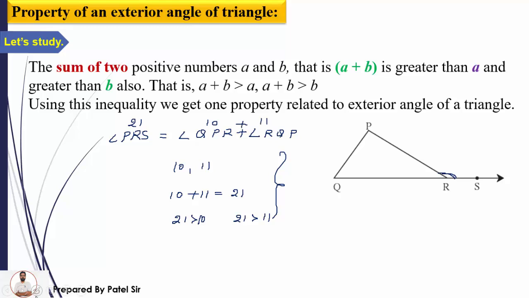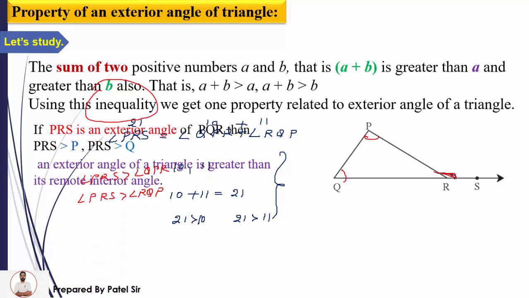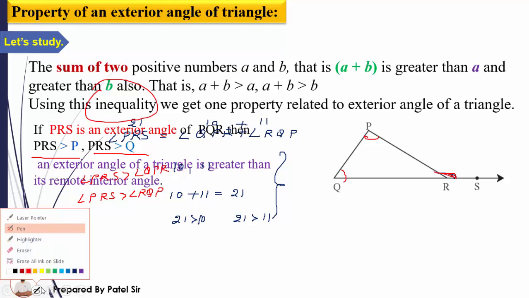It means what? Angle PRS is greater than angle QPR, and also PRS is greater than angle RQP. That means this single angle is greater than P and greater than Q also. That's the relation. It is known as an inequality. This relation is known as what? Inequality. So same over here, PRS is greater than P and PRS is greater than Q also. So an exterior angle of a triangle is greater than remote interior angles.